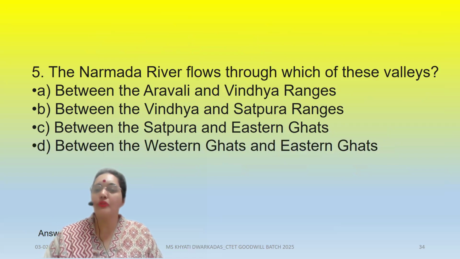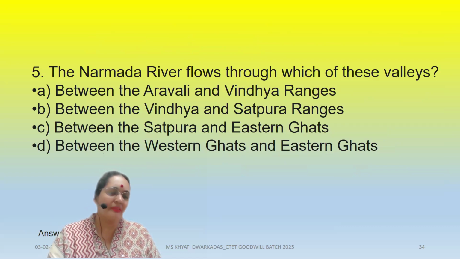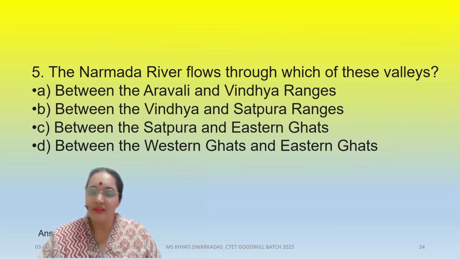The Narmada flows through which of these valleys? Aravali and Vindhya, Vindhya and Satpura, Satpura and Eastern Ghats, Western Ghats and Eastern Ghats. Come on, others seem to be tired, huh? And the correct answer is obviously Vindhya and Satpuras.